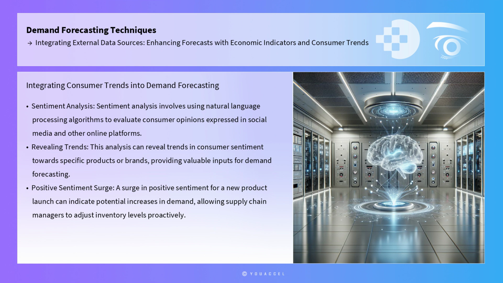One practical tool for integrating consumer trends into demand forecasting is sentiment analysis. Sentiment analysis involves using natural language processing algorithms to evaluate consumer opinions expressed in social media and other online platforms. This analysis can reveal trends in consumer sentiment towards specific products or brands, providing valuable inputs for demand forecasting. For example, a surge in positive sentiment for a new product launch can indicate potential increases in demand, allowing supply chain managers to adjust inventory levels proactively.